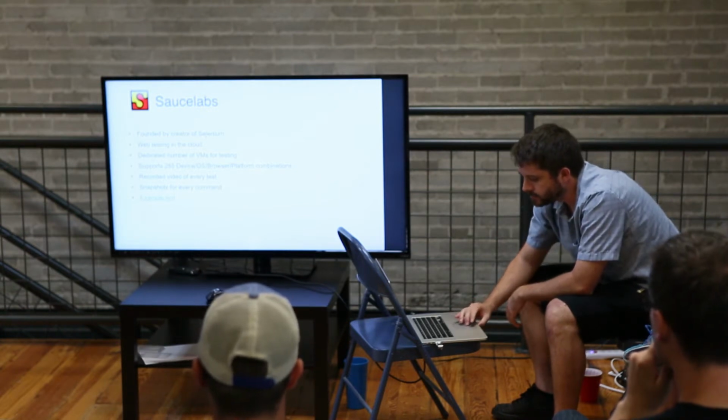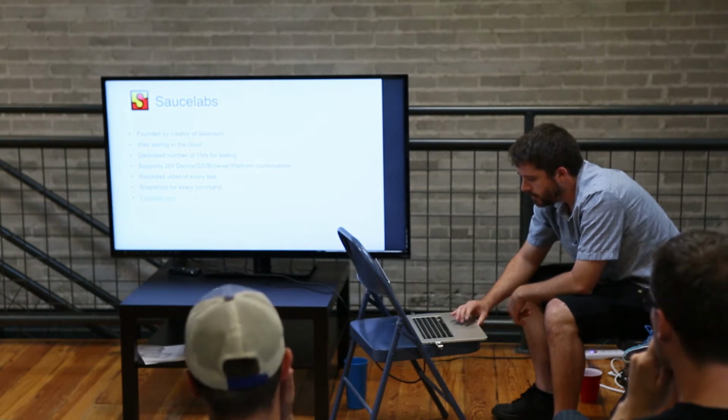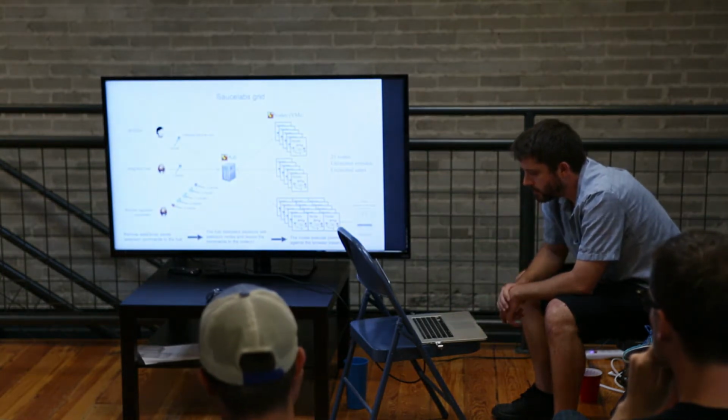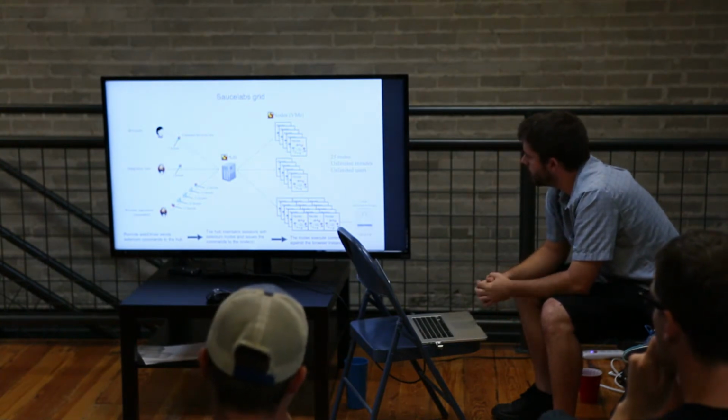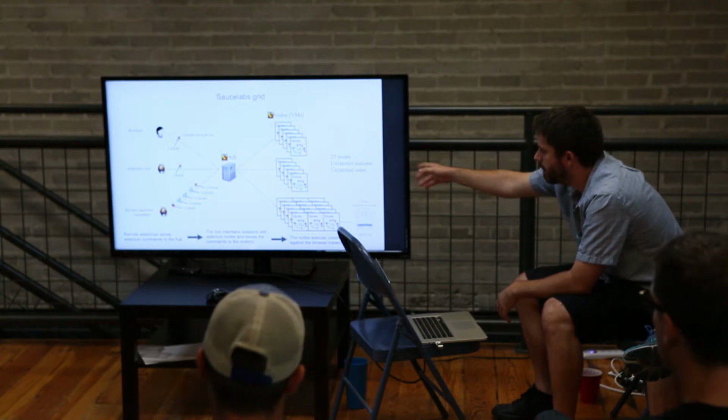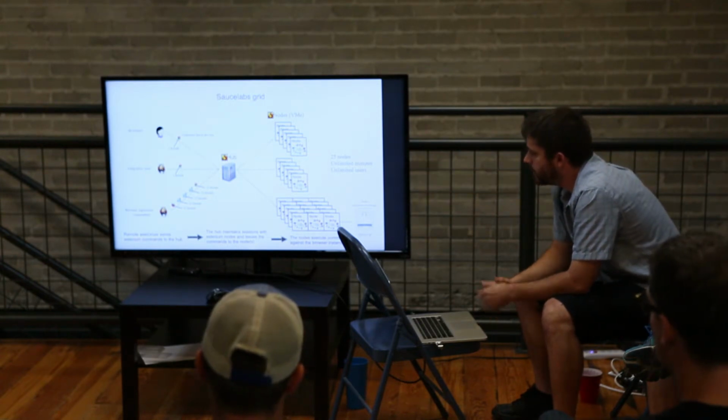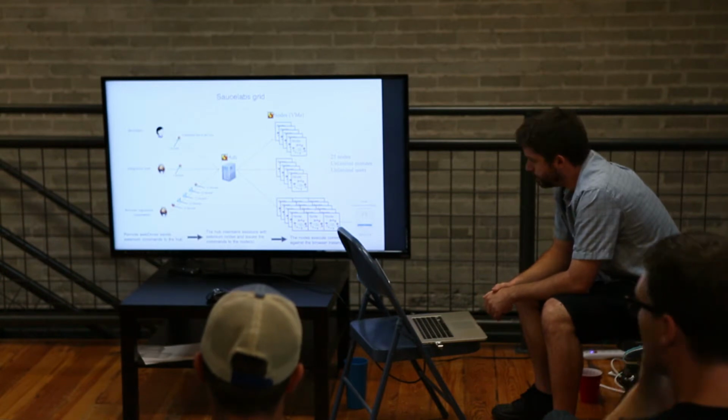Yeah, it's great. I'll show you an example test, but first I'll go to this slide. This is a picture of the grid that we're using. Right now we're paying for 25 nodes, and we can scale at any time. We only need 25 at the moment.